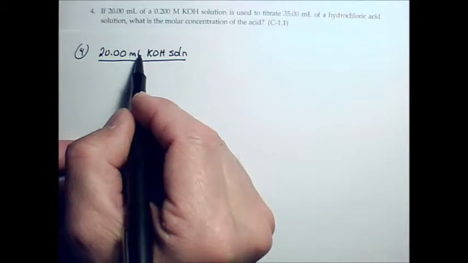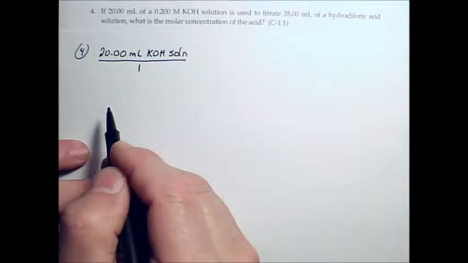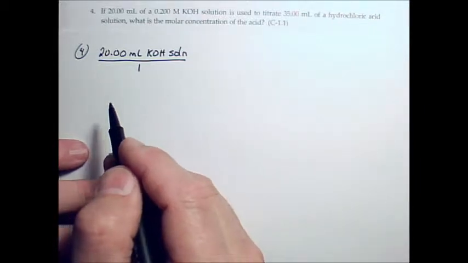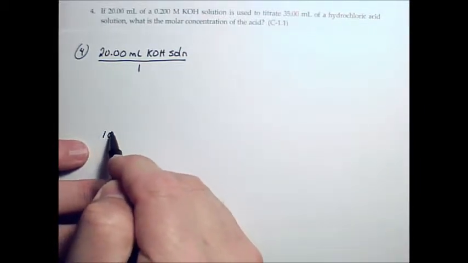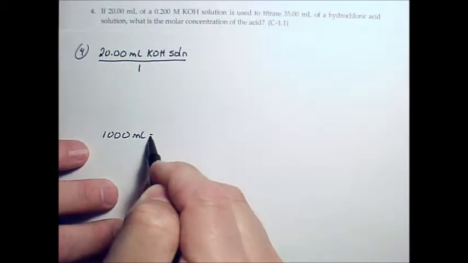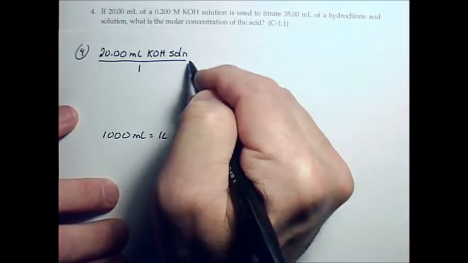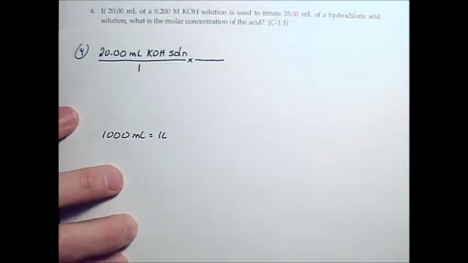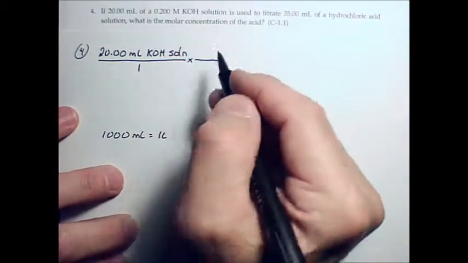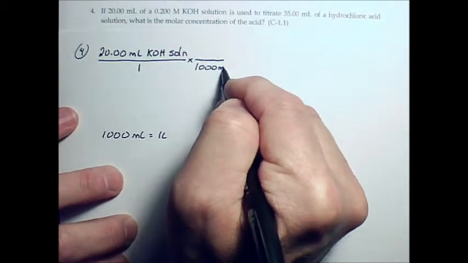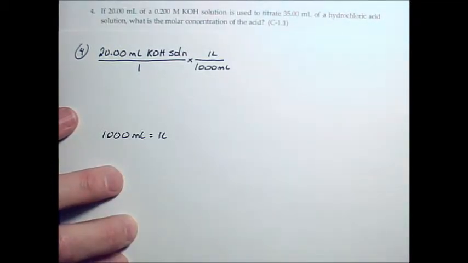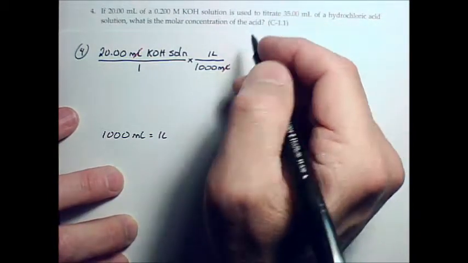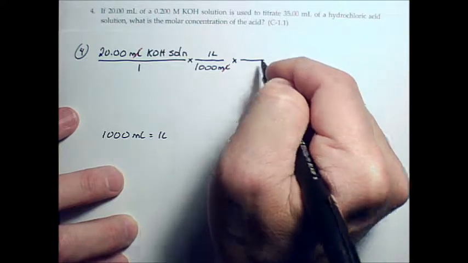So to get from milliliters to liters, I need an equality statement. What's the equality statement that defines the relationship between milliliters and liters? 1,000 milliliters equals 1 liter. Okay. Where do I want to put the milliliters? On the bottom. Okay. That allows us to cancel the milliliters. Okay.